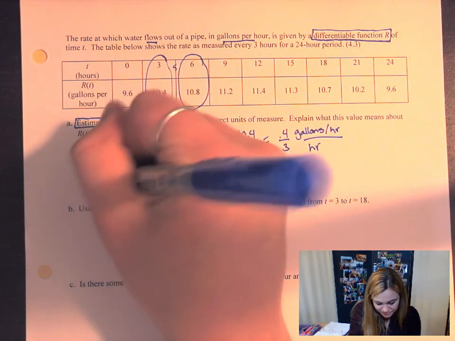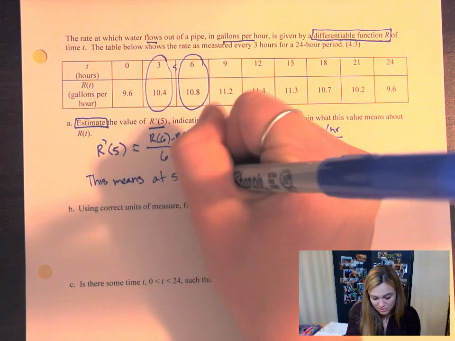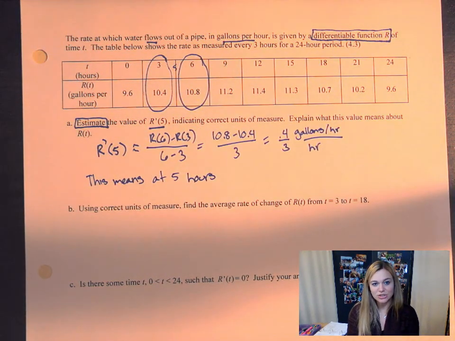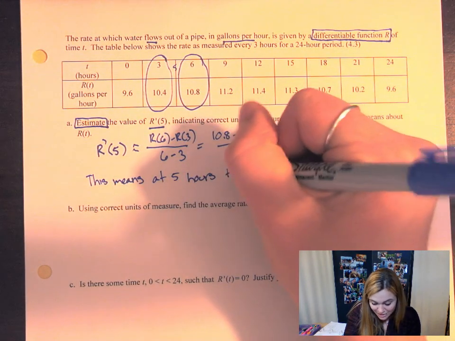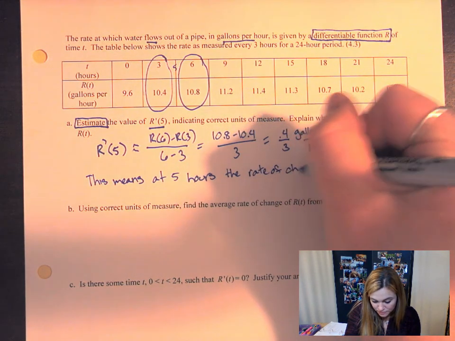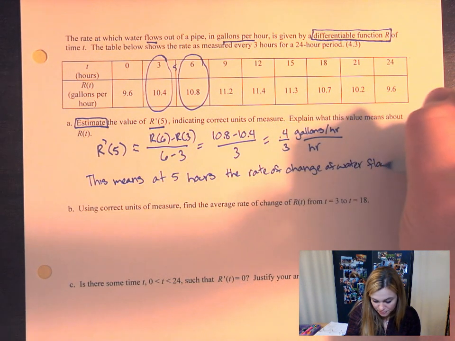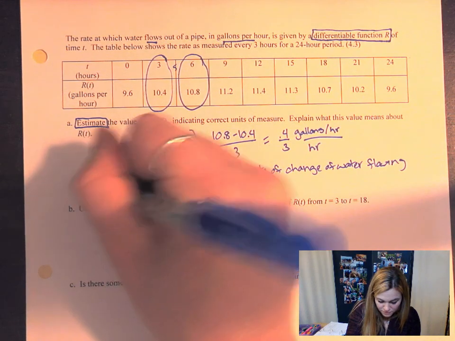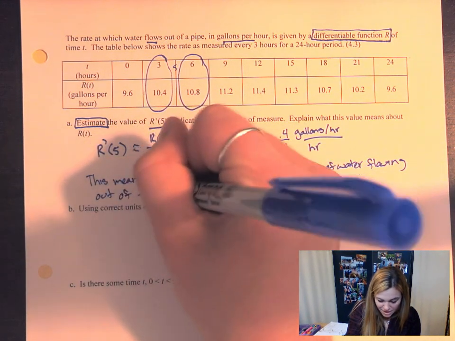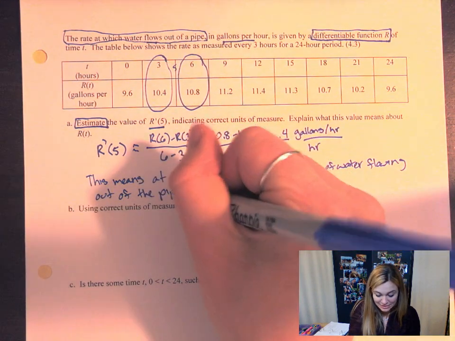This means I always want it at a moment, at 5 hours. So I'm estimating the instantaneous rate of change. So I'm saying at 5, to say what r prime of 5 means: the rate of change of the water flowing out of the pipe. I'm taking this language right from here, the rate at which water flows out of a pipe. I'm taking that language and I'm just writing it down. This is r of t.